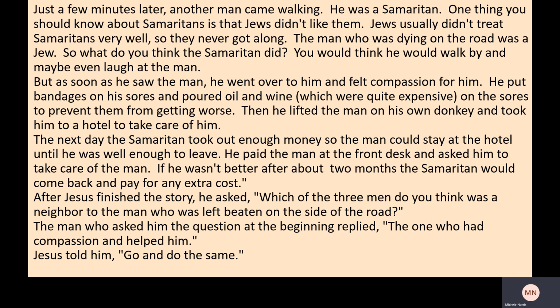After Jesus finished the story, he asked, "Which of the 3 men do you think was a neighbour to the man who was left beaten on the side of the road?" The man who asked him the question at the beginning replied, "The one who had compassion and helped him." Jesus told him, "Go and do the same." So when they're talking about neighbour, they're talking about your fellow human beings.